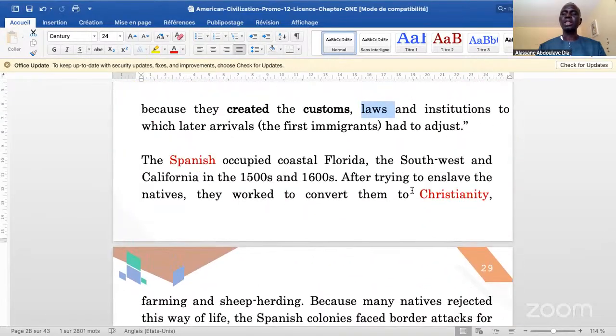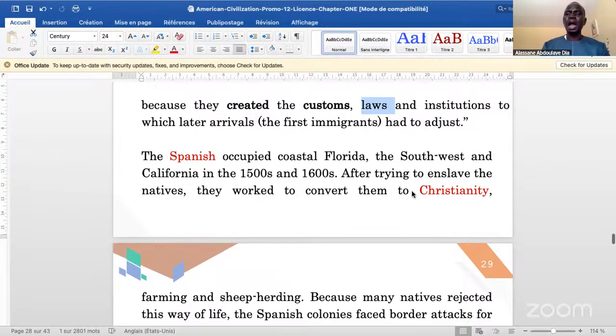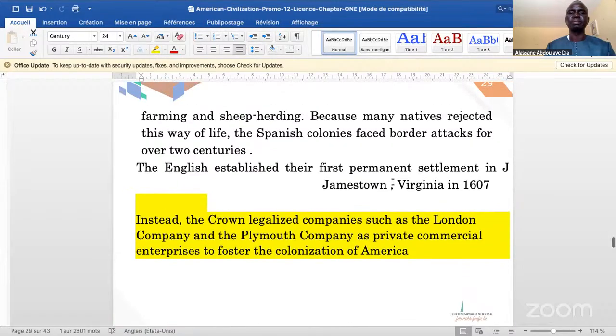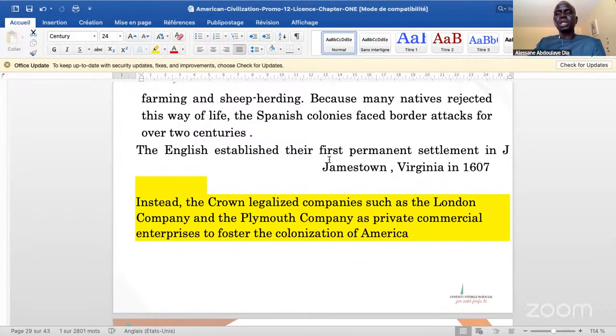So after trying to enslave natives, they worked to convert them to Christianity. So there is a kind of evangelization. The Spanish, I told you, were Catholic like the French. They started imposing their religion, to impose Christianity. Farming and sheep herding. Sheep herding means cattle breeding, élevage.